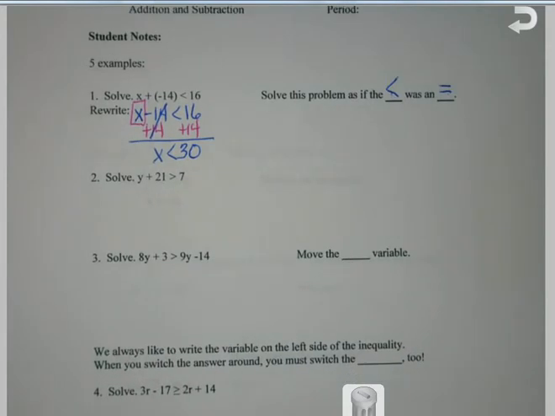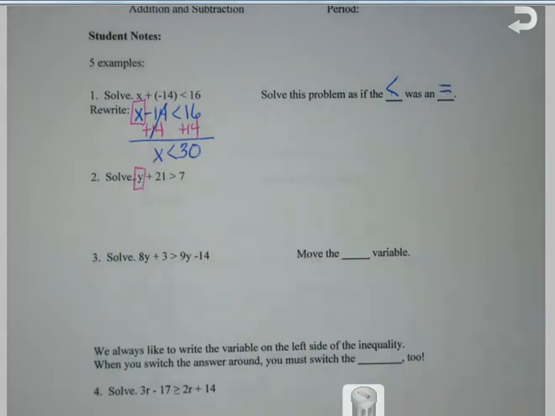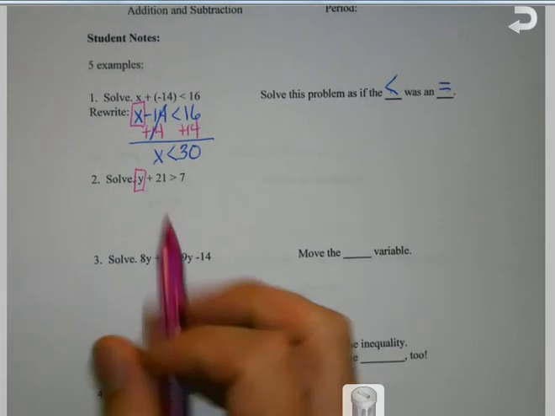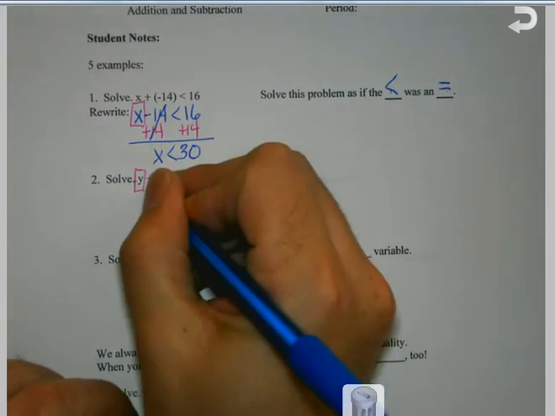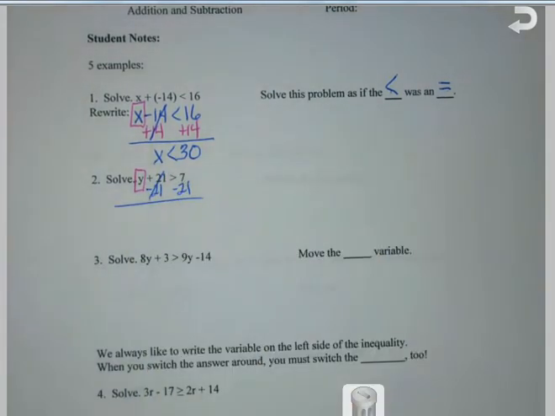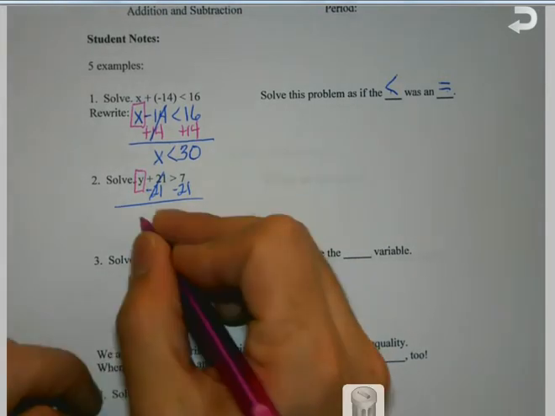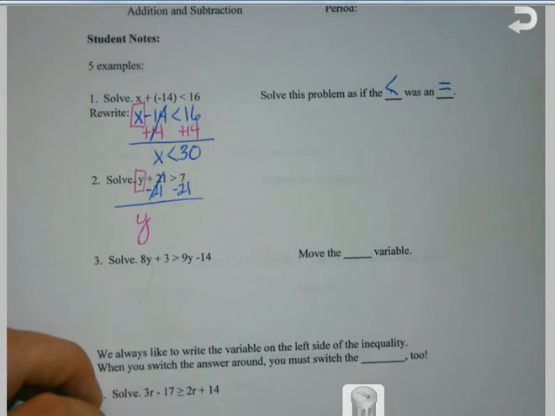So when I get to the next one, it's the same idea. My goal is always to get the y by itself. So again, let's talk opposites. Opposite of adding 21 to y. Minus. And if the whole adding and subtracting of positives and negatives isn't your thing, go ahead and use the calculator. There's nothing wrong with that. 7 minus 21.